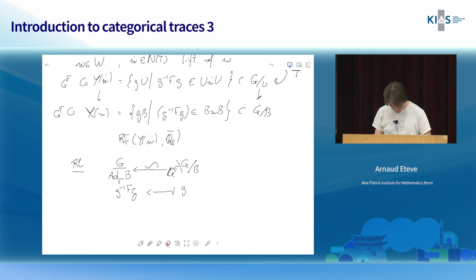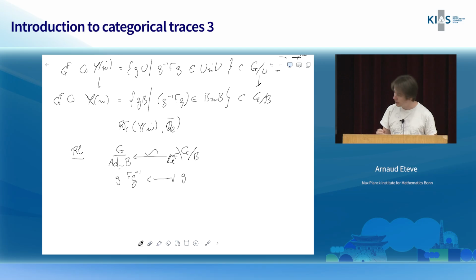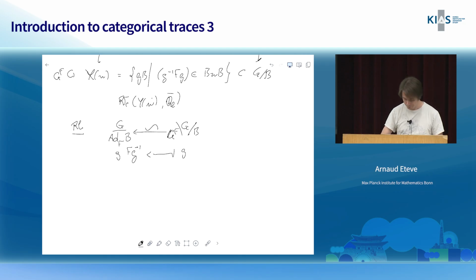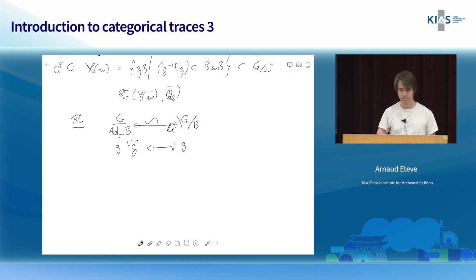And maybe I want something slightly different. I just want to put the minus 1 here to match with twisted conjugation as I defined it. And I wrote it with B, but that works with any subgroup instead. Okay?